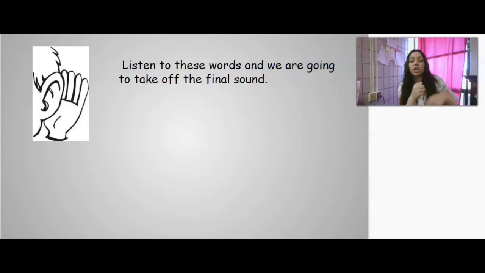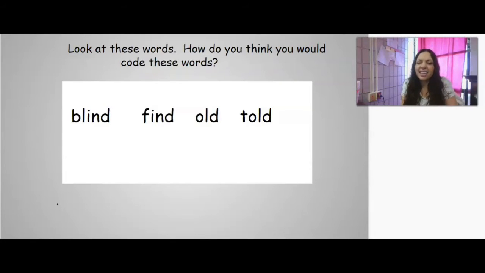Are you ready? So if I have straw without the ah, I'm just left with str. Very good. How about hand without the d is just han. Perfect. Troop without the p is just true. Very good. Grape without the p is just gray. Perfect. All right, look at these words.